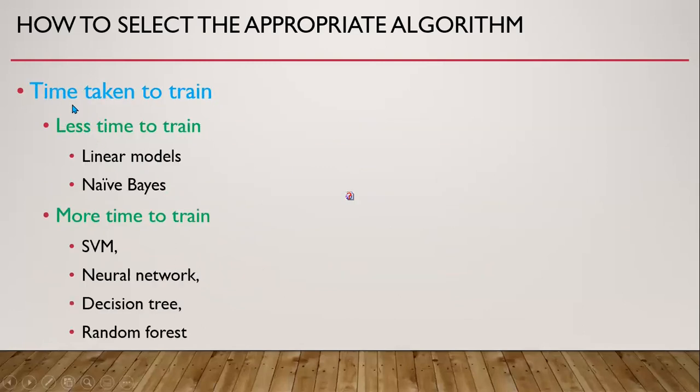Then this is the final point which should be taken into consideration: time to train our model. Actually, a model is a combination of algorithm plus data. So there is less time to train the algorithm in linear models and naive Bayes, and more time to train the algorithm in support vector machine, neural network, decision tree, random forest, etc.